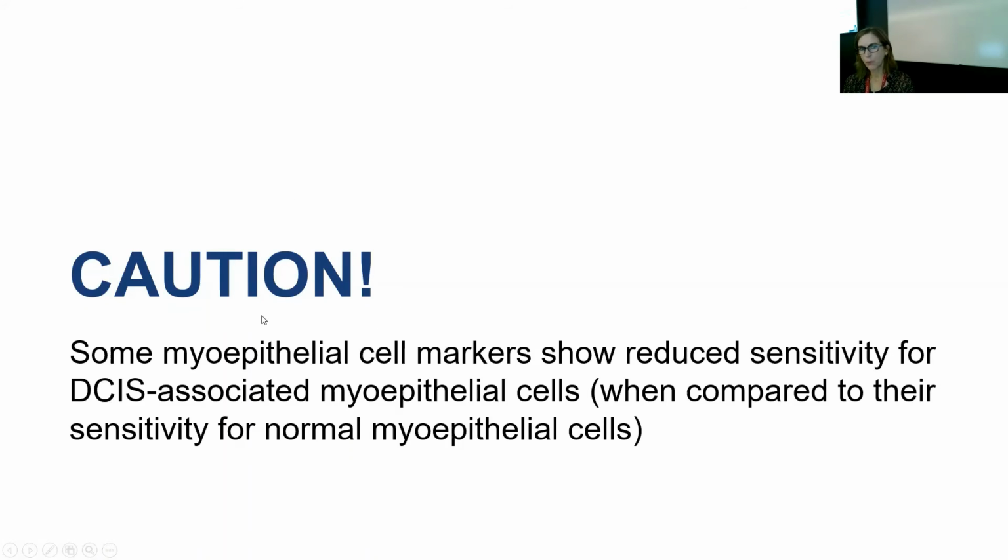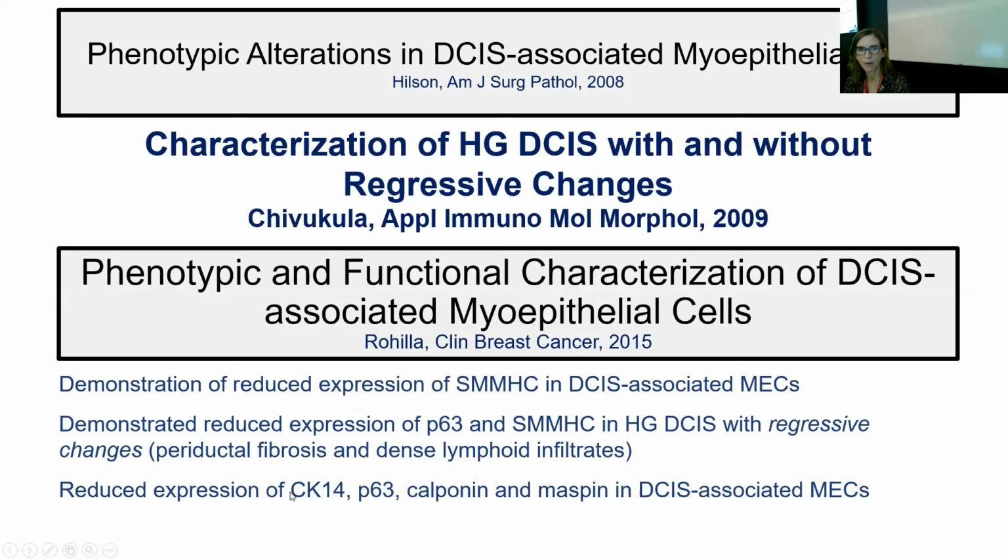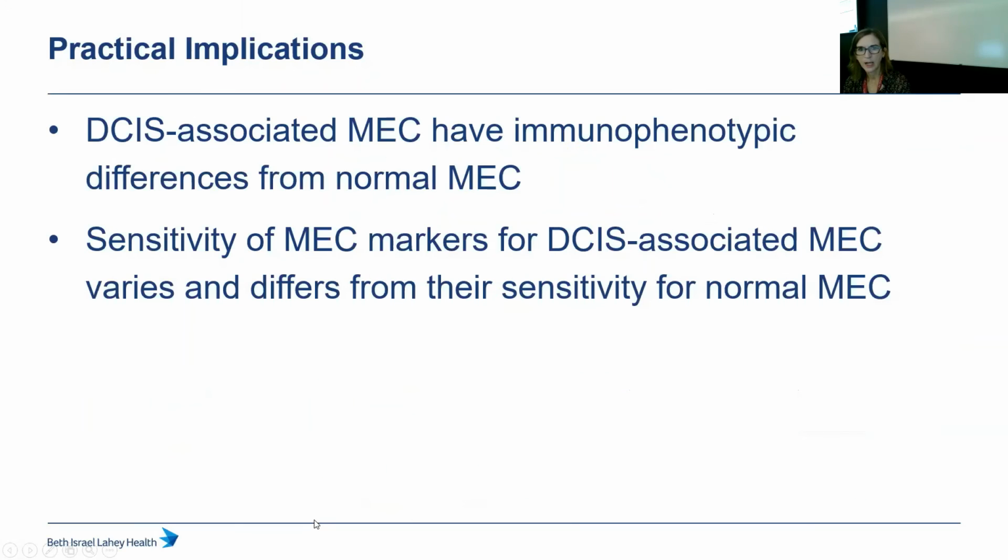And then just a sort of word of caution, and I alluded to this at the very beginning when I showed you that case of misdiagnosed UDH in a sclerosing lesion. Myoepithelial cell markers can show reduced sensitivity for DCIS-associated myoepithelial cells when compared to their sensitivity for normal myoepithelial cells. And we and others have showed in several studies now that there are phenotypic alterations in the expression pattern, especially with smooth muscle myosin heavy chain, but some have also shown it with P63 and CK14.